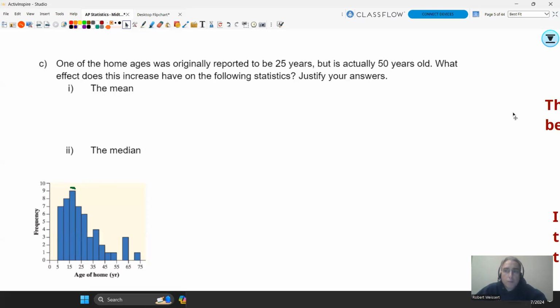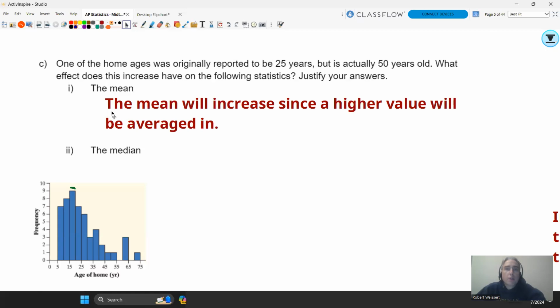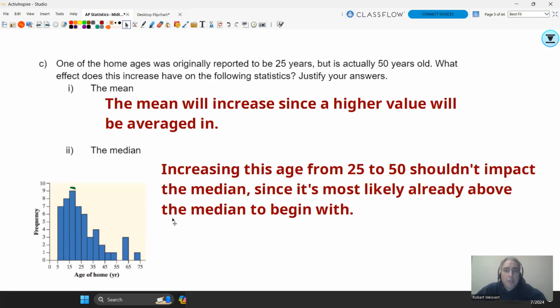So this is what I wrote. For the mean, I said the mean will increase since a higher value will be averaged in. For the median, I said increasing this age from 25 to 50 shouldn't impact the median since it's most likely already above the median to begin with. Moving on to the next question. Make sure you're writing these down too.